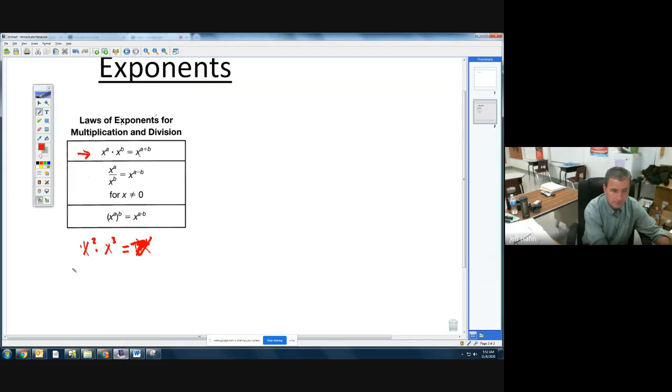What is x squared? X squared is x times x. What is x to the third power? X to the third power is x times x times x. So how many x's am I actually multiplying together here? You have 2 here, and you have the 3 here. So you end up with x to the 5th power.